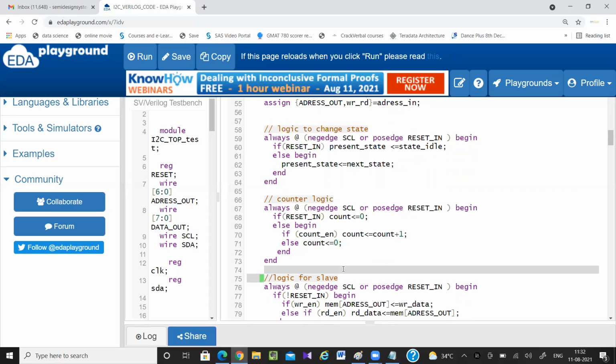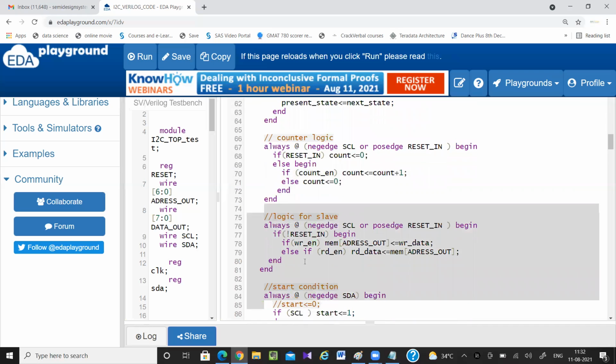So now this is the slave. See, I2C: if I am writing some values with respect to some address and I am reading some values with respect to some address, then there should be some memory to store it. So this is the memory.